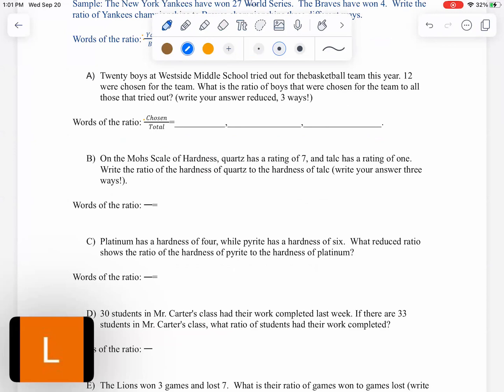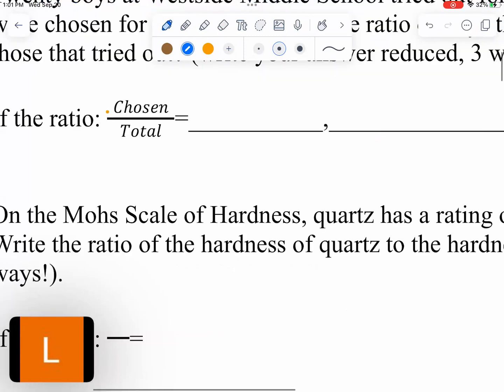All right, so 20 boys at Westside Middle School tried out for the basketball team this year. 12 were chosen for the team. What is the ratio of boys that were chosen for the team to all those who tried out? Reduce the answer and write it three ways. So here, the total that tried out was the 20. 12 were chosen for the team, but we don't need to leave it that way. So 4 is a factor of both of those.